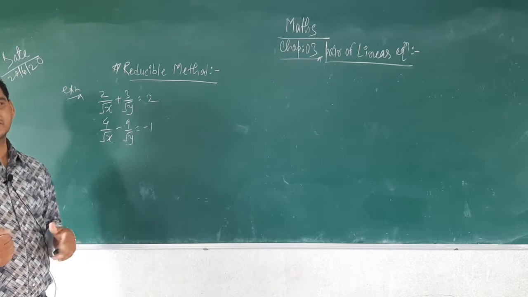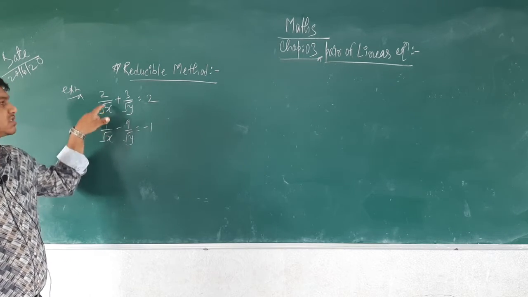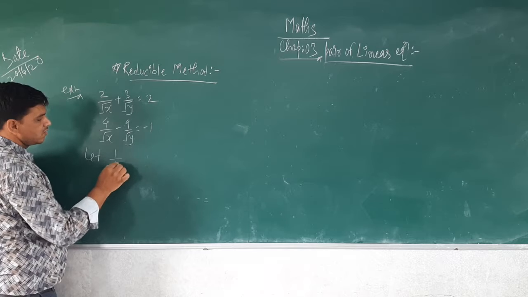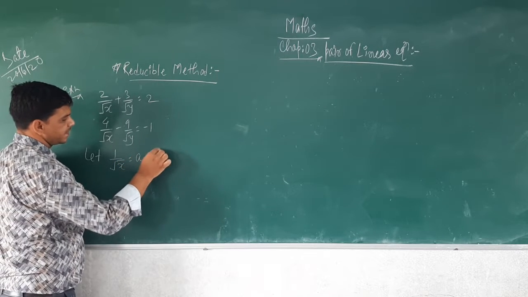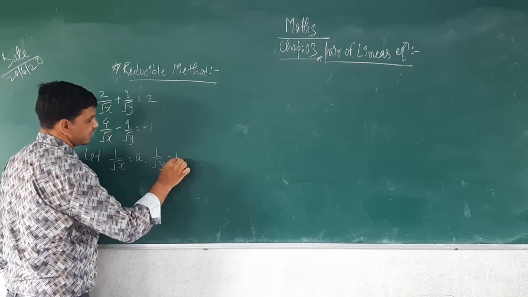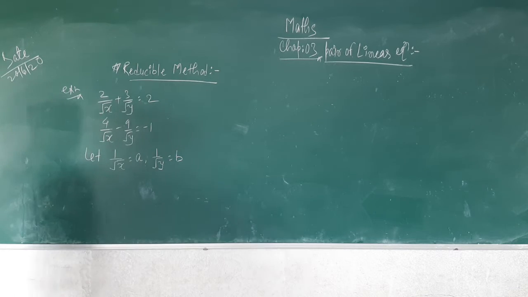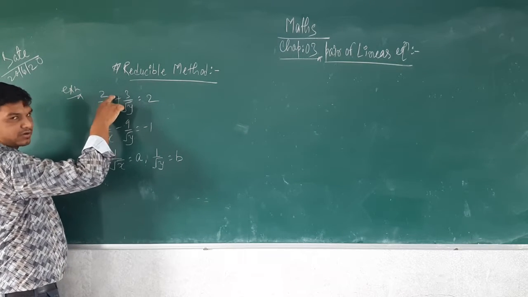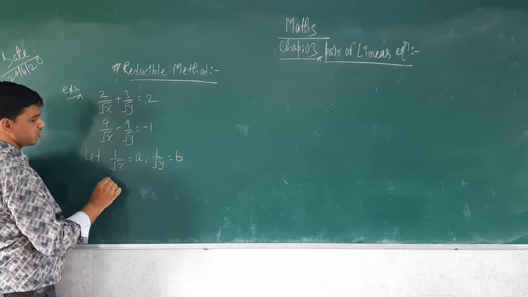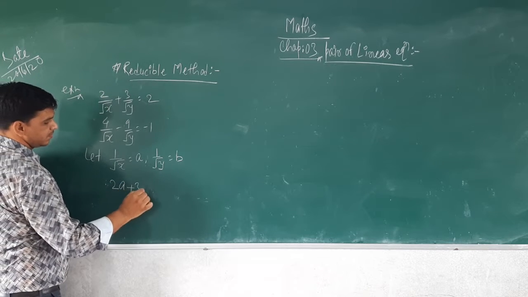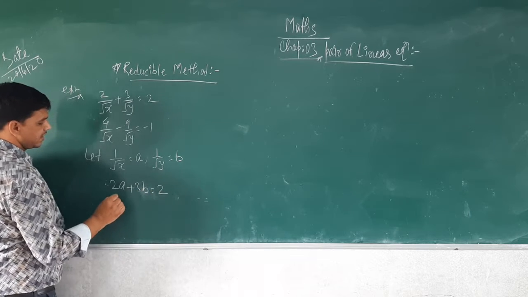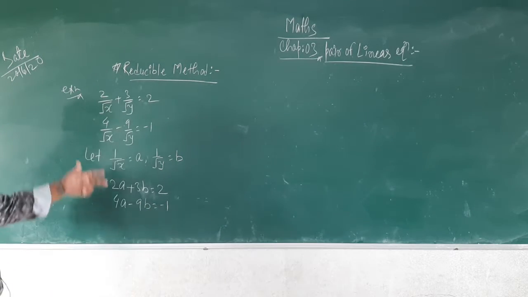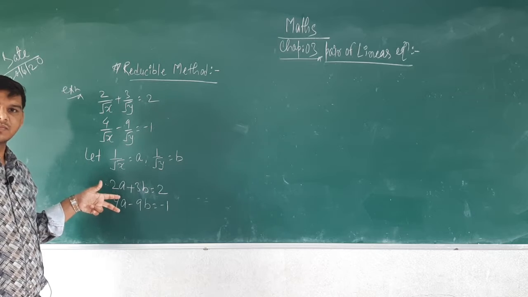So the entire square root of x and y which is available in the denominator, that you have to suppose, but for the numerator we take 1. So let 1 upon root x be equal to a and 1 upon root y be equal to b. So here, 2 into 1 upon root x is 2a. So 2a plus 3b is equal to 2, and 4a minus 9b is equal to minus 1. So the entire equation is directly converted into the standard form of linear equation.